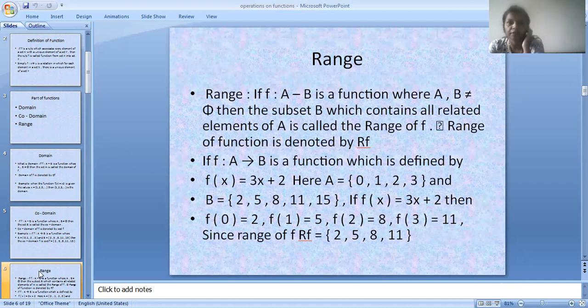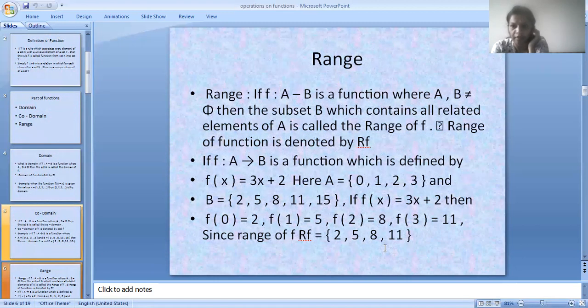If f of x is equal to 3x plus 2, here A is equal to 0, 1, 2, 3 and B is equal to 2, 5, 8, 11, 15, then f of 0 is equal to 2, f of 1 is equal to 5, f of 2 is equal to 8 and f of 3 is equal to 11. So the range of the function f is equal to 2, 5, 8, 11. In this way, we can define the range. Next slide.